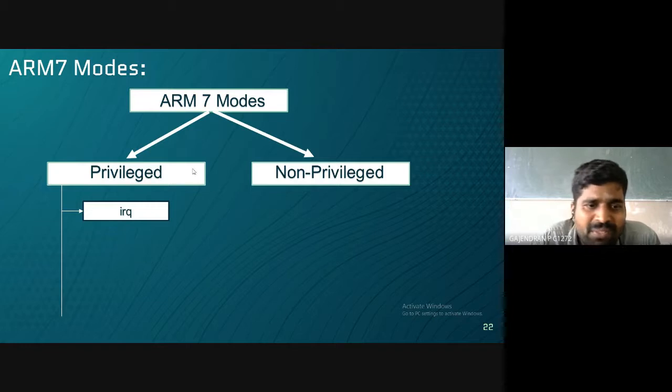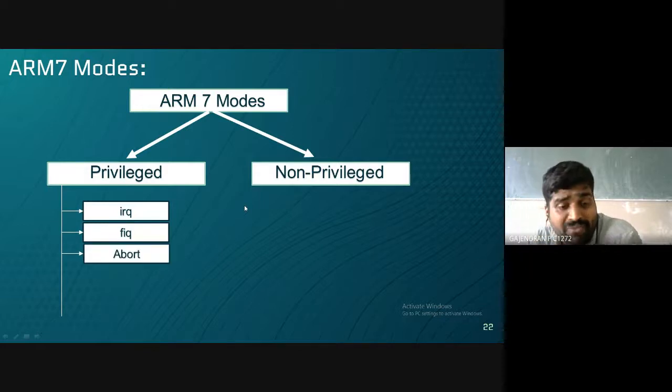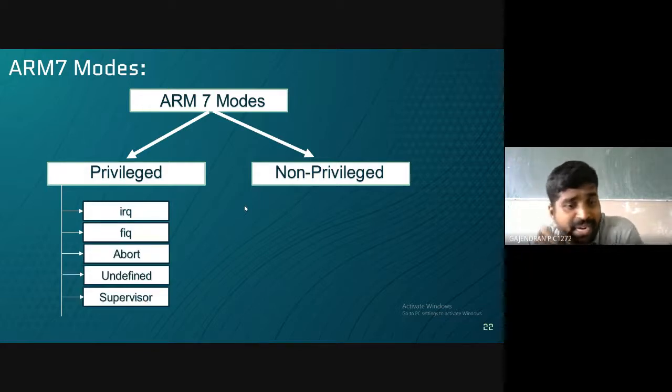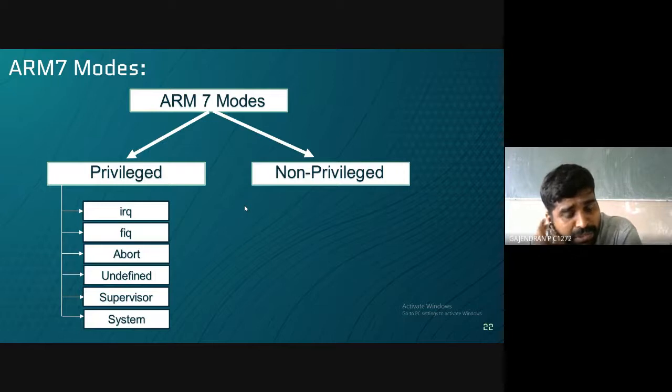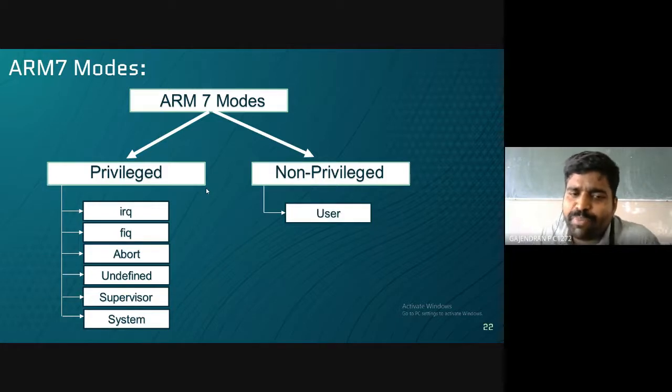Okay, so we will get into this privileged and non-privileged mode. Privileged modes are IRQ, FIQ, abort mode, undefined mode, supervisor mode and system mode. What is a non-privileged mode? Your user mode is the non-privileged mode.